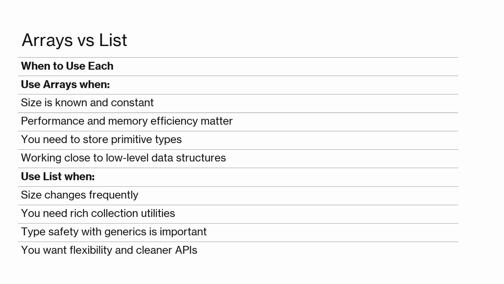Because one, lists are dynamic. You can dynamically resize lists. And when a list is dynamically resized, it's resized by about 50%. It also has lots of collection methods. And of course, if type safety and generics are important, then lists are better. And you want more flexibility. So in industry, in the real world, you're probably going to be using lists most of the time. Next, we're going to go to our IDE and see how we can use these arrays and lists.